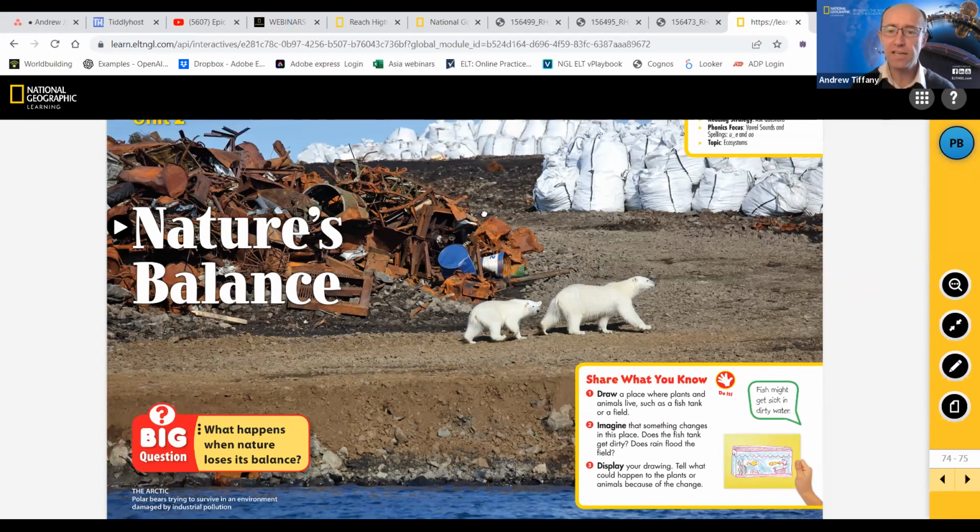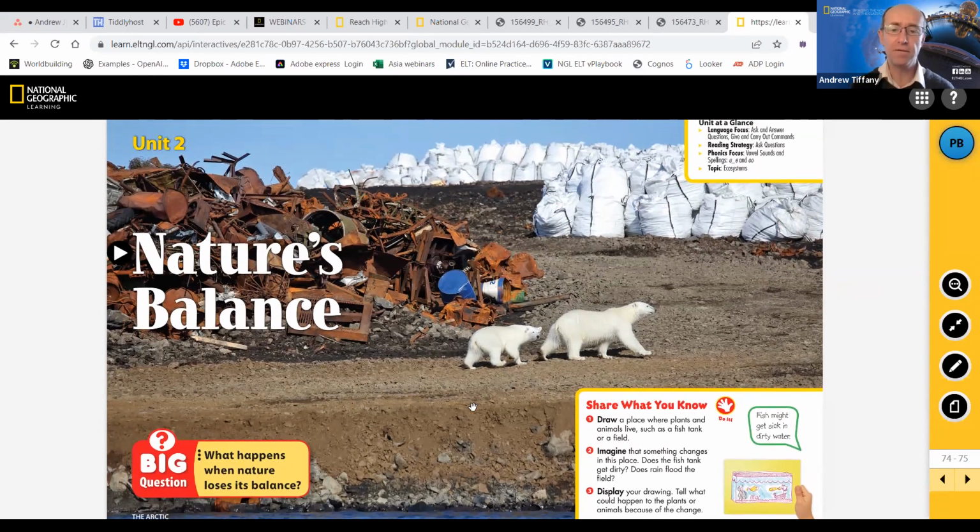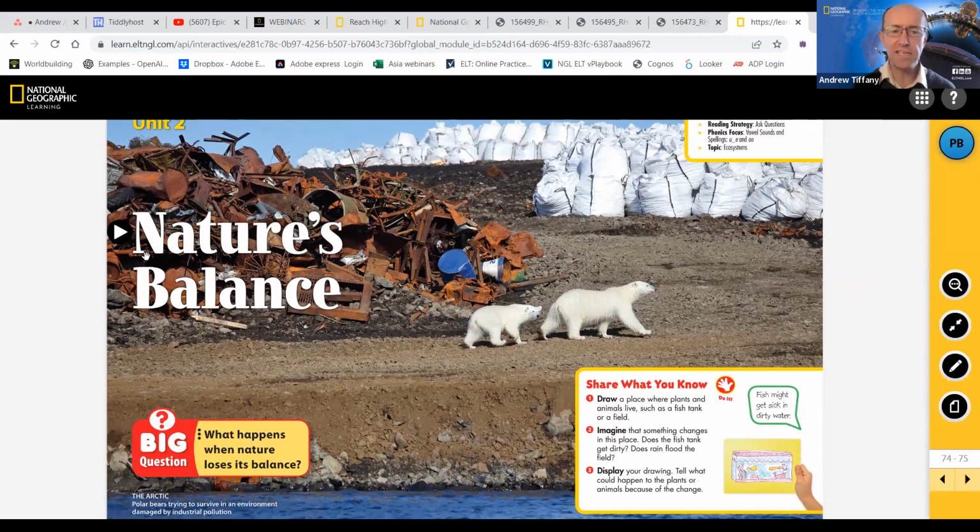But the point is here, yeah, there's a lot of stuff in the environment and these polar bears are trying to live there, right? And here it says nature's balance, right? If something is balanced, it's like even, right? Or if we've got too much of something, then it gets unbalanced one way or the other, right? So do you think the polar bear's environment is in balance or do you think it's out of balance? What do you think? Yeah, it looks like it's out of balance. I tend to agree. Thanks, Crystal.